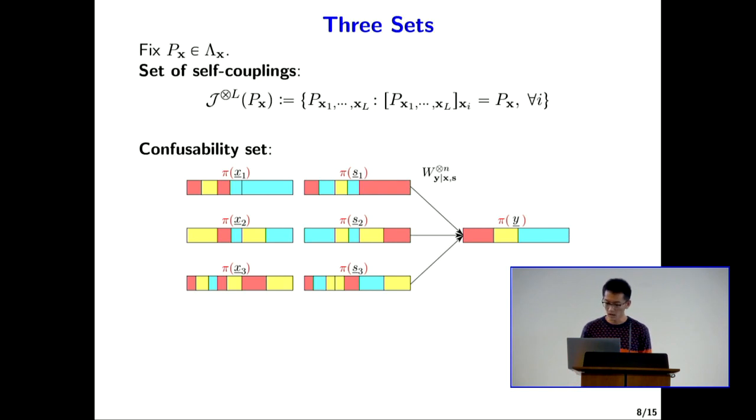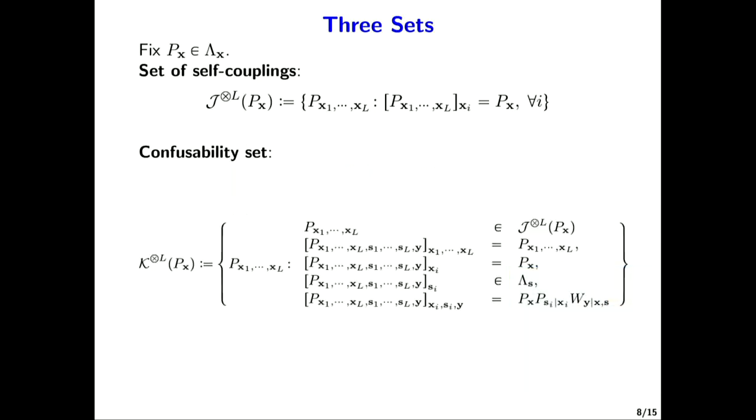So now I want to define the following distribution. It looks complicated, but it's the set of distributions px1 to xl. You should think of it as the type induced by an L tuple of code words such that they are confusable. What does that mean? That means that it comes from certain extension of distribution, px1 to xl, s1 to sl, and y, so that if you marginalize onto x, it's consistent with the given x1 to xl. If you marginalize onto s, it's allowable. Namely, it corresponds to a type of a noise vector. And it's also consistent with the channel law. Namely, it decomposes as px, ps given x, w of y given x, s. So it's consistent with the channel.